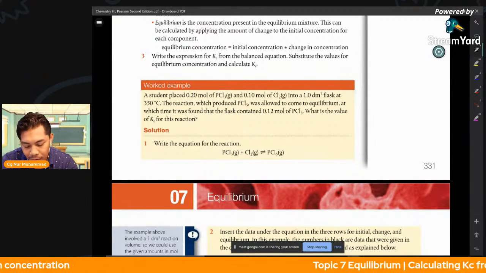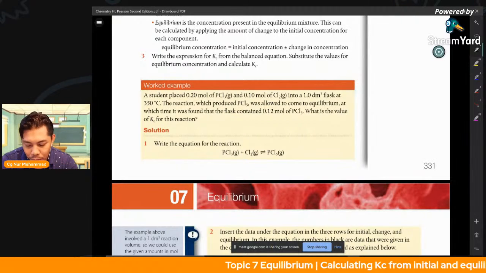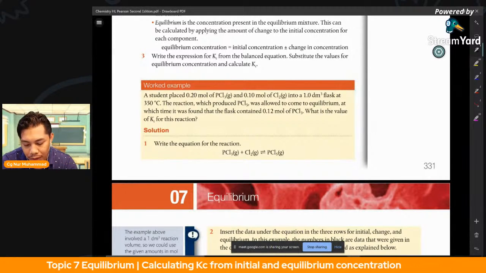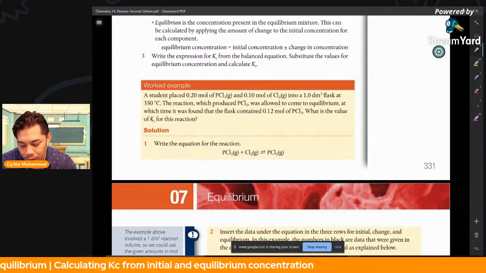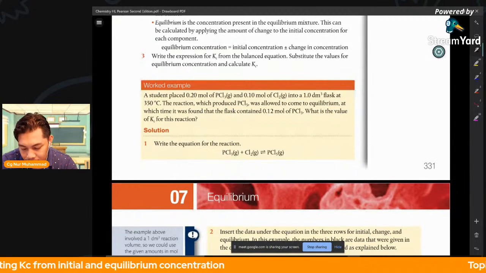Okay, kelas, saya nak tanya kamu, which one is the information that we can use to calculate initial concentration? Yang mana satu?